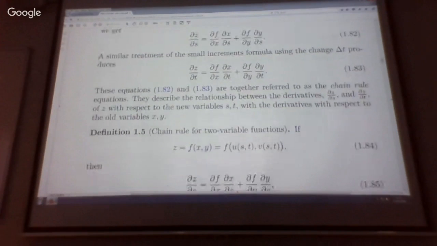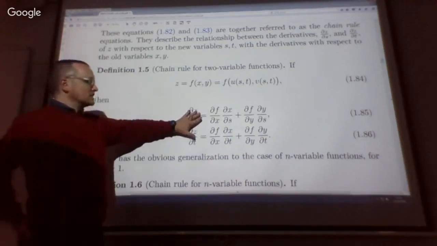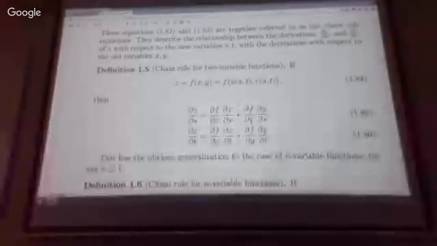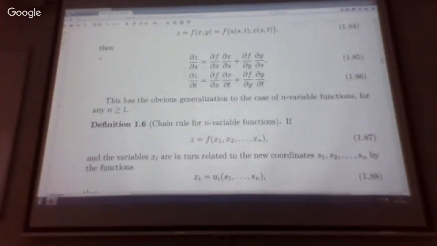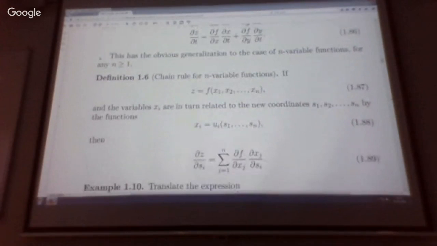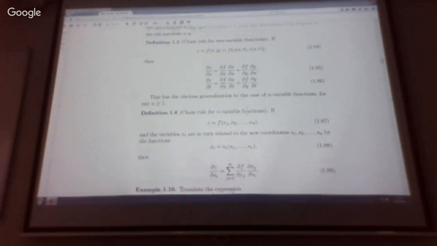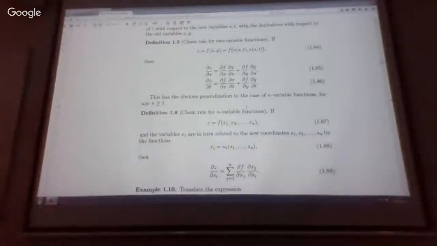So definition 1.5 just restates all of this and collects them together. Just looking at the two equations beside each other, it's not too hard to see what the pattern is, and to make a generalization to more than two variables. In the multivariable case, so here's the chain rule for two variable functions. Here's the chain rule for n variable functions.